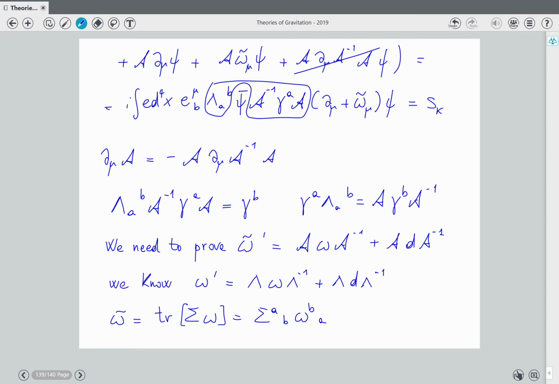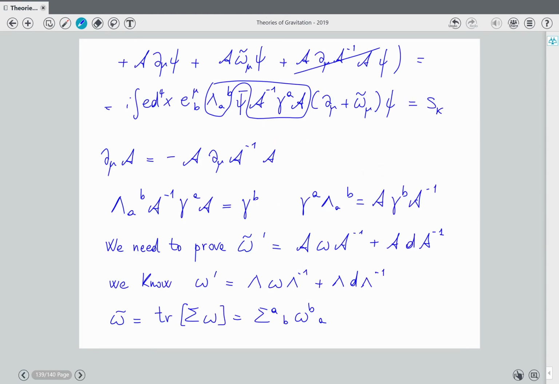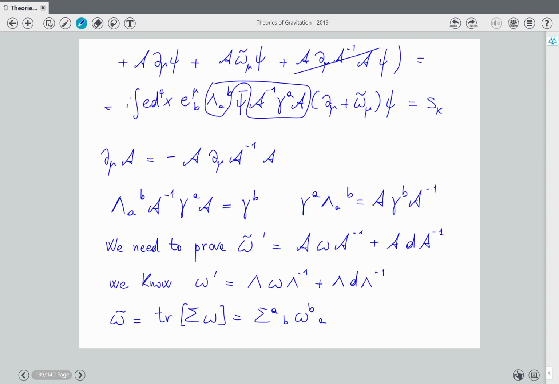So a gamma times a lambda, it's a gamma, you see. That's gamma contracted with a lambda. Lambda minus 1 is also simply related to lambda. That's, again, gamma contracted with a lambda. So what you get there is A gamma curly A to the minus 1.